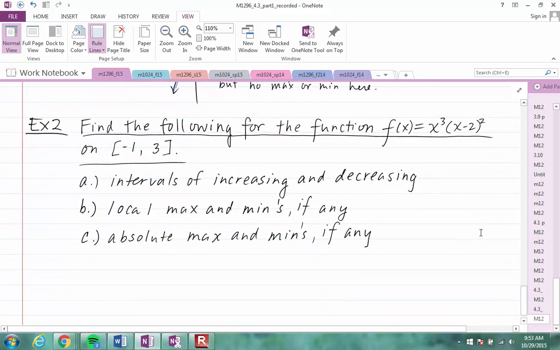Let's do an example. Find the following for the function f of x equals x cubed times the quantity x minus 2 squared, on the interval from -1 to 3.